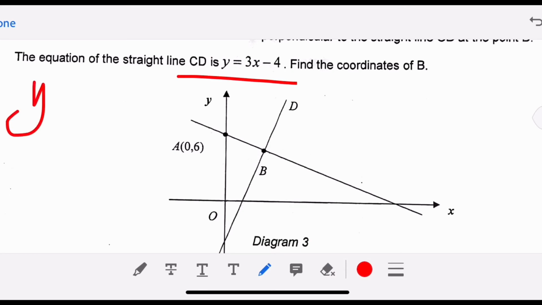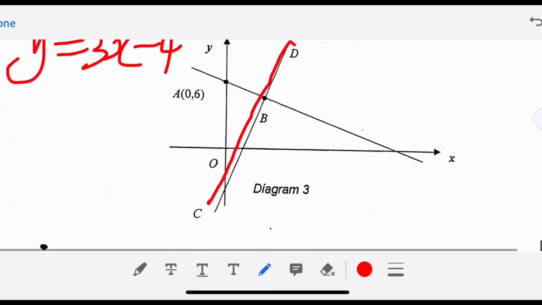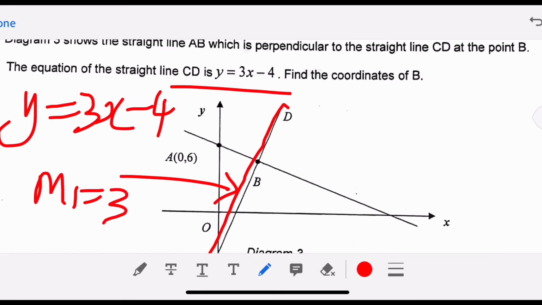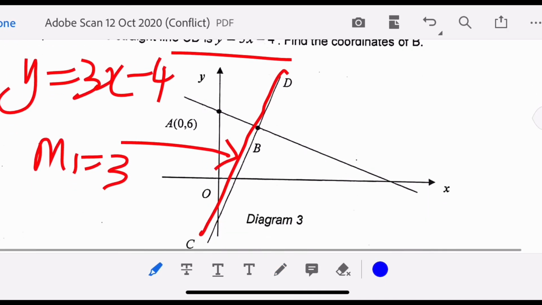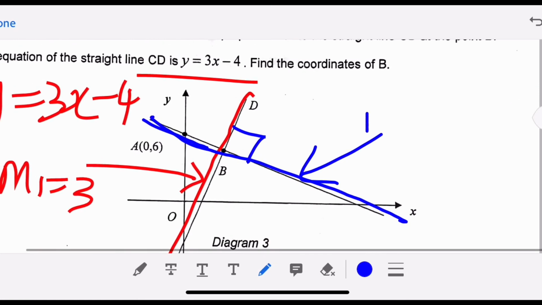You have the equation CD, y equals 3x minus 4, right? This is the red line with gradient 3. The m is 3. The gradient of the red line is 3. Because you want to find B, which is the point of intersection, you need to do simultaneous equations, so you need to find another equation.